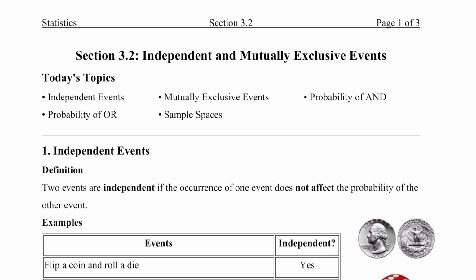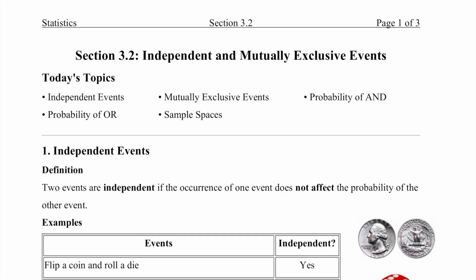Hi everyone. In today's lesson, we are going to begin our study of probability relationships between events. Up to this point, we have worked with basic probability calculations. Now, we are going to take the next step and examine what happens when more than one event is involved.